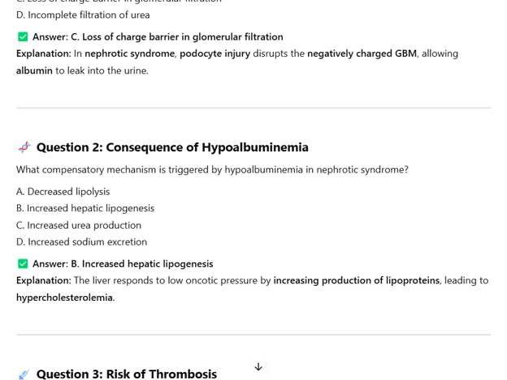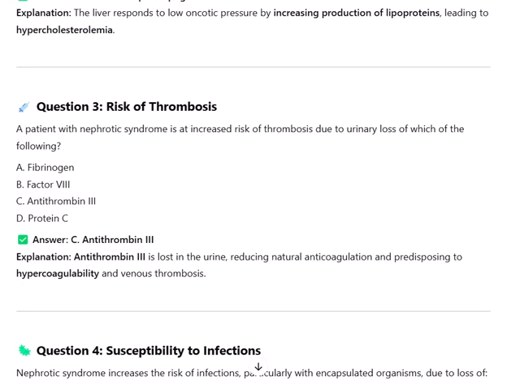Question 3. Risk of thrombosis. A patient with nephrotic syndrome is at increased risk of thrombosis due to urinary loss of which of the following? A. Fibrinogen. B. Factor VIII. C. Antithrombin 3. D. Protein C.